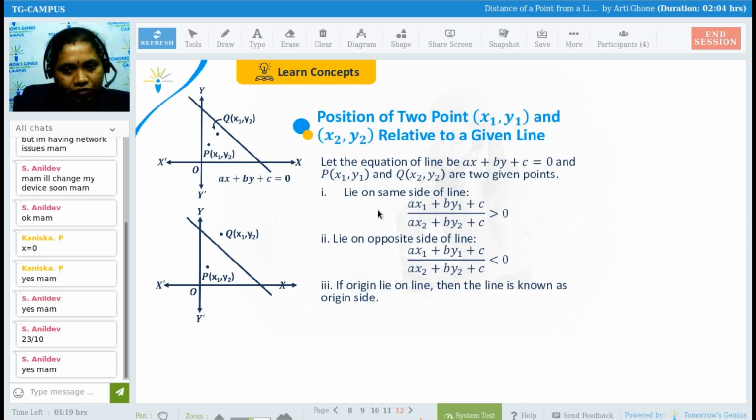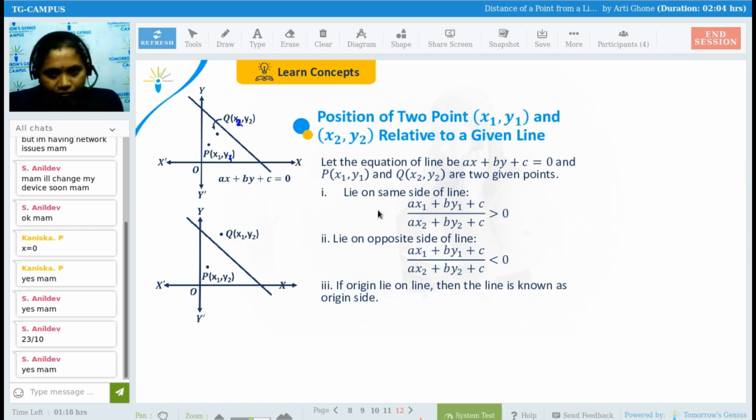Position of two points x1, y1 and x2, y2. They are any random points and may be at any certain distance from the line L1. So how do we determine this position? Let the equation of the line be ax + by + c = 0, and the two points be x1, y1 and x2, y2. Clear?